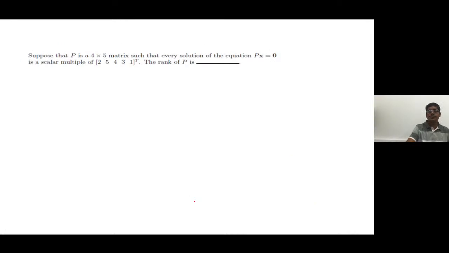The next question. Suppose that P is a 4 cross 5 matrix, that is a rectangular matrix, such that every solution of the equation Px is equal to 0, looks like Ax equal to 0, homogeneous system, homogeneous equations, is a scalar multiple of 2, 5, 4, 3, 1 transpose, that is, a column vector, column matrix. The rank of P is, very very important question, conceptual question.